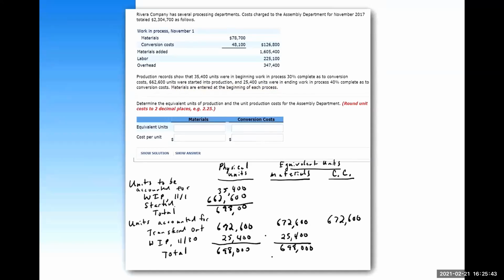Regarding the conversion costs, we're told that the ending work in process was 40% complete with regard to the conversion costs. And so if we take the units of 25,400 times 0.4, we get 10,160. And so our total equivalent units would be 682,760.